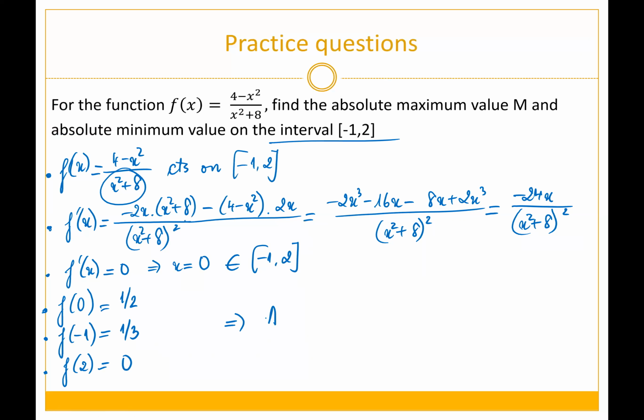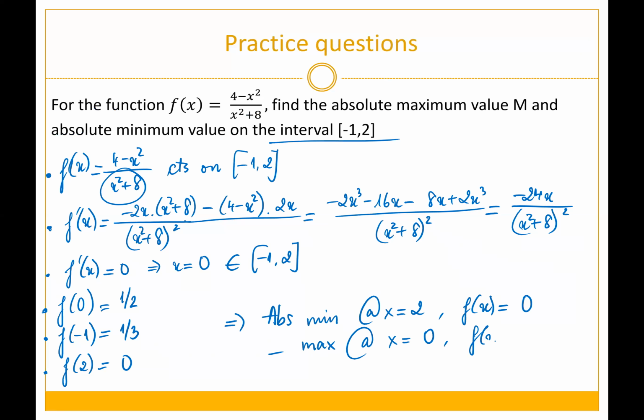So you have absolute maximum at x equal to 2 and f prime of x equal to 0. And then absolute minimum, oh actually this one is minimum, not maximum. Absolute minimum. And the absolute maximum is going to be at x equal to 0, where f of x is a half on this interval. So this is my final answer.